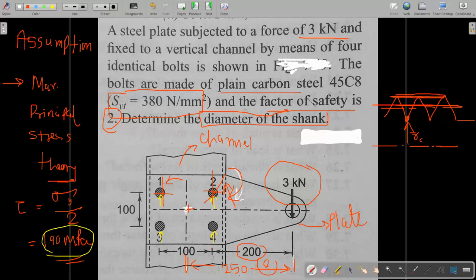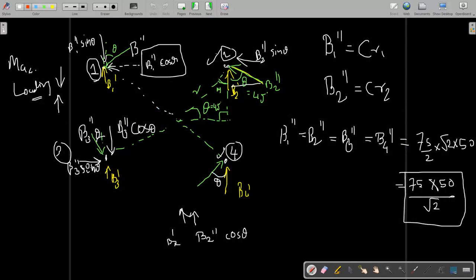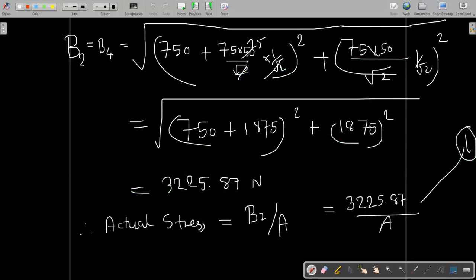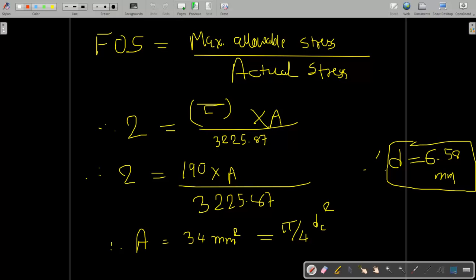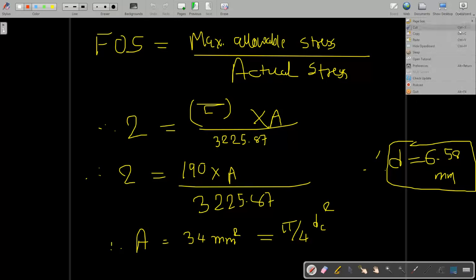I hope you guys understand, because we have solved the two major varieties: one is finding the factor of safety, and the second is finding the diameter. And this is quite complex because of the theta value. Hope you guys understand. If you still have any doubt, just ask in the comment section. We will make another video for query solution.